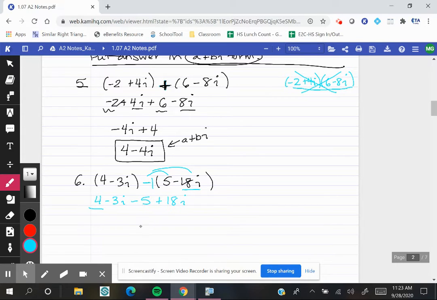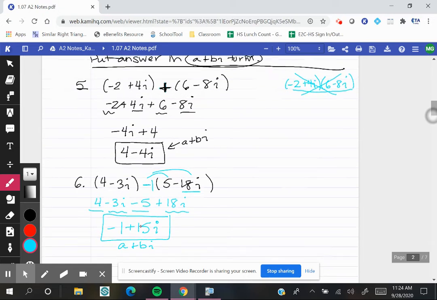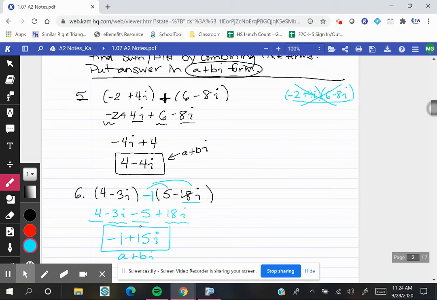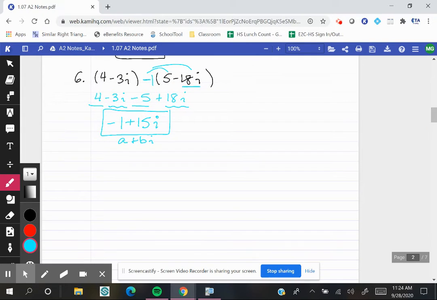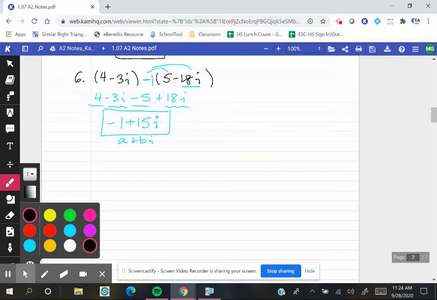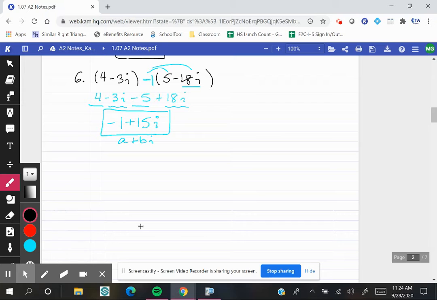Now you're going to combine your like terms. So 4 minus 5 is -1. And then -3i plus 18i would give me positive 15i. And this one, I put in a plus bi form already. So the a comes first and the i part comes second. And that again can be checked on your calculator. So go ahead, pause, type in the original, make sure you're still in that correct mode, and then check if your calculator gives you -1 plus 15i.